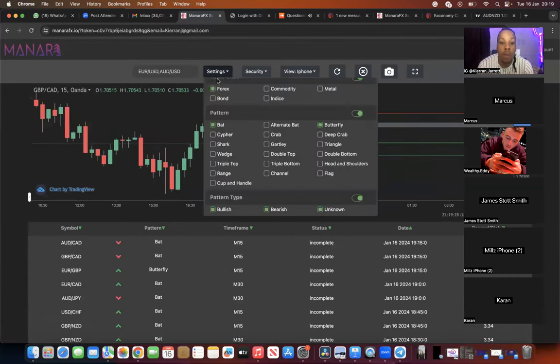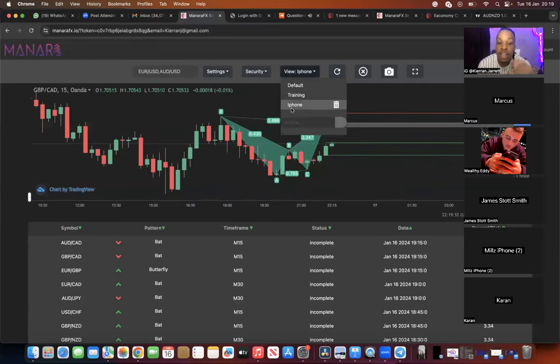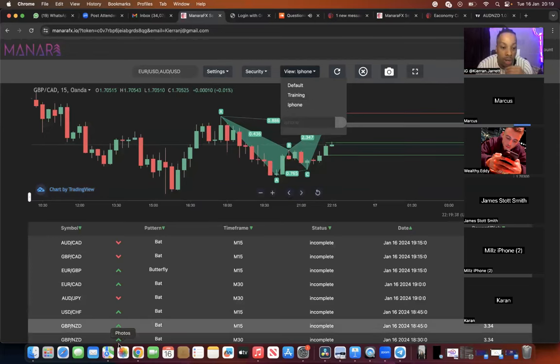Okay. So that means now when you get home, whoever that was who was on their phone, you can literally go to iPhone, click, and all the settings you just made while being on this training will automatically pop up on your laptop when you sign in on Manara over there. Okay. So that's how you save your settings.